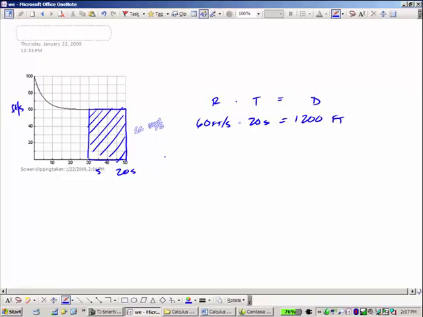Isn't that strange? Oh, come on. Strange. It is. That's a little like coincidental, don't you think? I just don't understand what the rectangle has to do with it. How wide is this rectangle? 20 seconds. How tall is this rectangle? I understand that it's 1,200 feet, but I don't understand why the area of the rectangle has anything to do with finding the distance. So what's distance equal to?